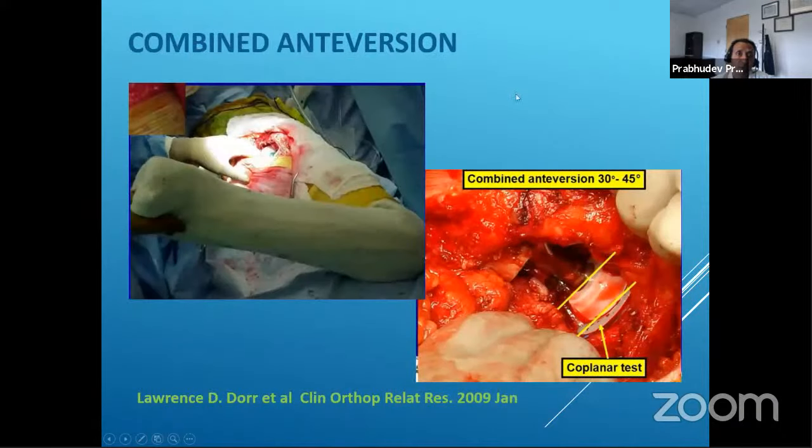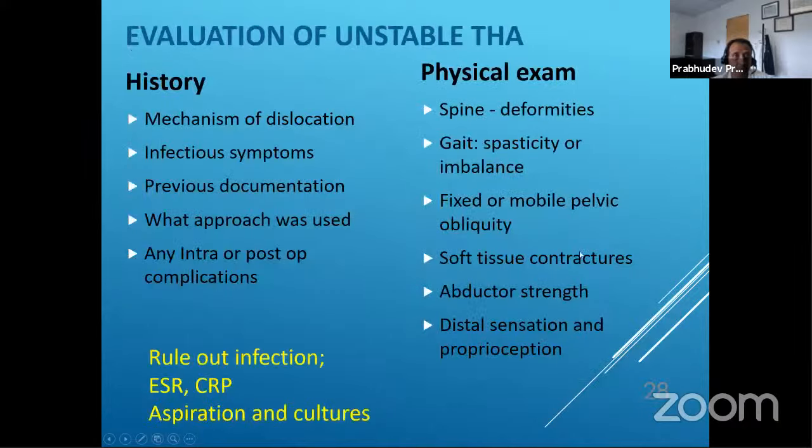Again, we know combined anteversion is an important technique. So this gives you the combined anteversion of the cup and the femur. And Larry Dorr et al. published that the combined anteversion should be somewhere between 30 to 45 degrees. If it is less than this, there is a higher risk of posterior dislocation. If it is higher than this, there is a higher risk of anterior dislocation.